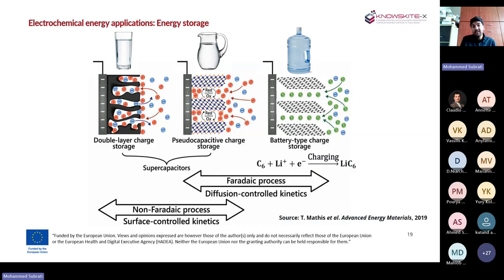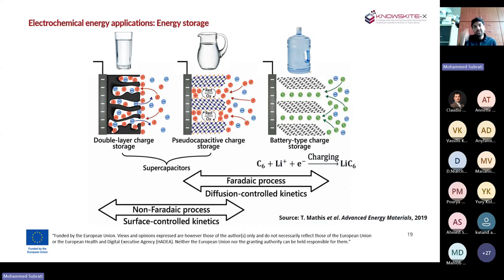And at the top, you can see the capacitance of the material. Let's say a glass of water, a jug of water, and a big water tank or a big dispenser bottle. The first two on the left, you can fill them and charge and discharge them quickly. But as you can see, the capacitance is low.